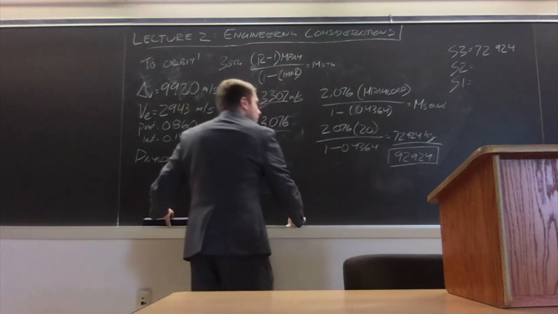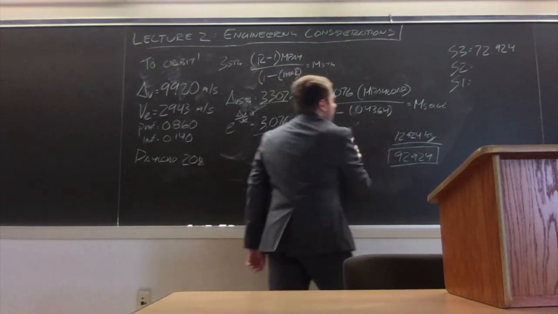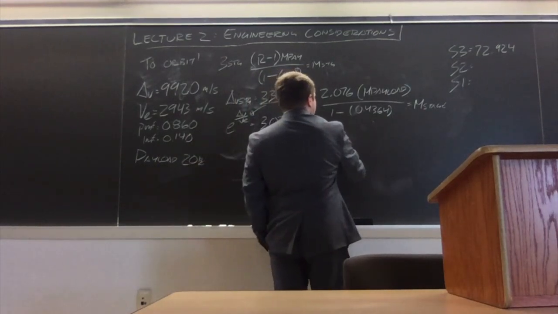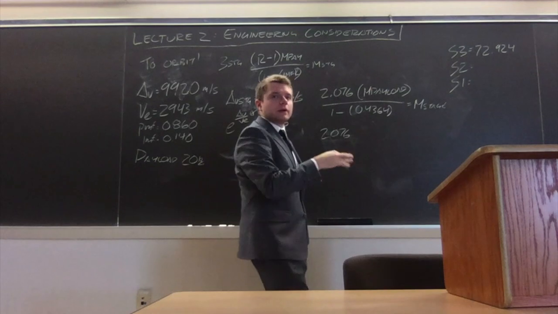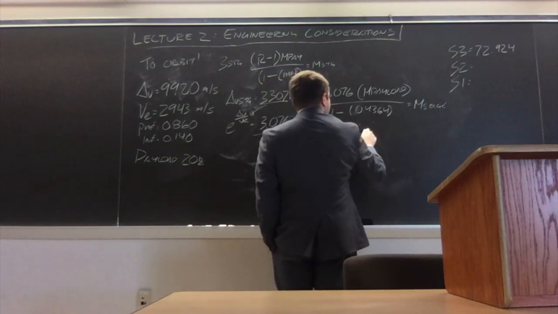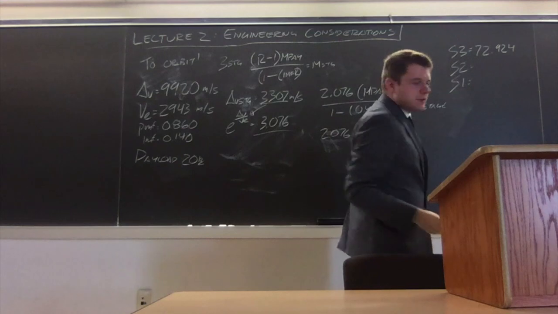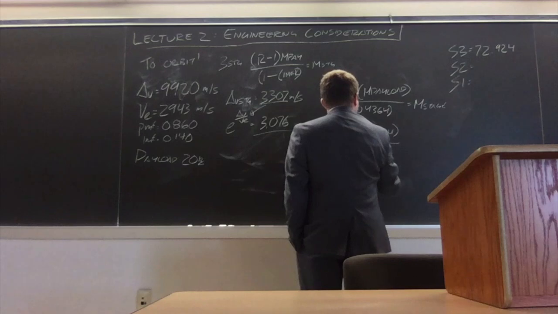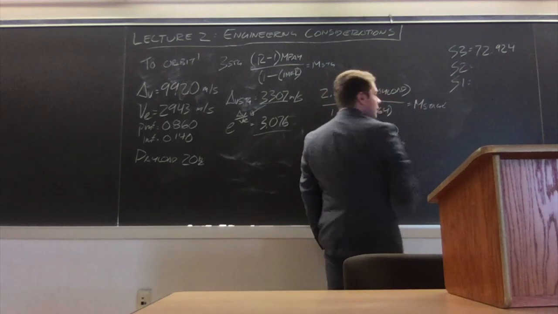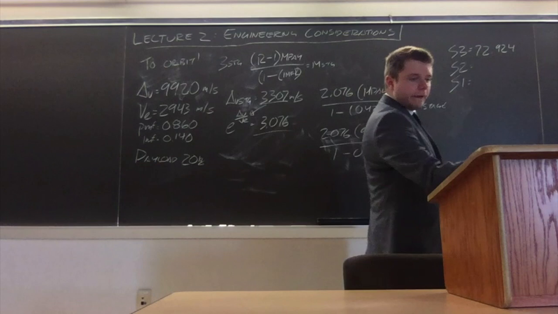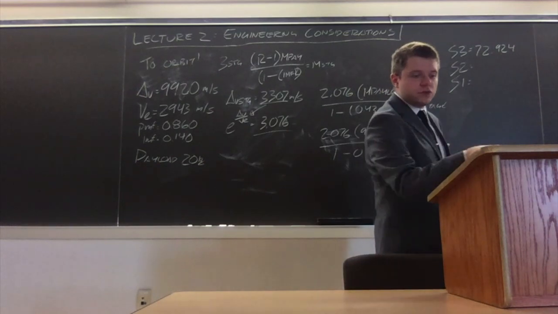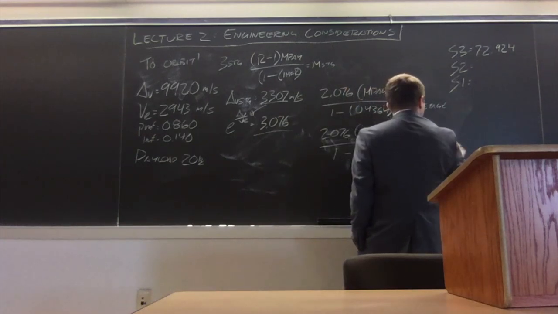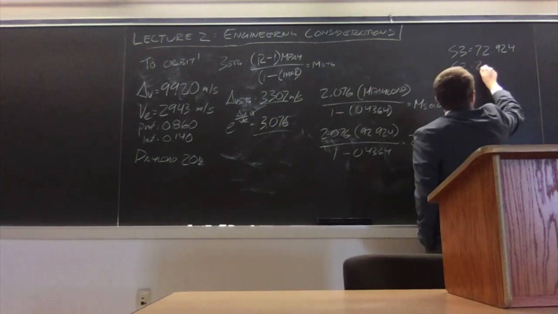I'm going to erase this real fast because we are going to be playing with this. We have a mass of 92 kilograms, so we have 2.076. Again, we use the same equation because we're not changing anything. 2.076 times 92.94, and we put that over 1 minus 0.4364. And that means we get a stage mass of 201.592 kilograms. So that's 201.592.